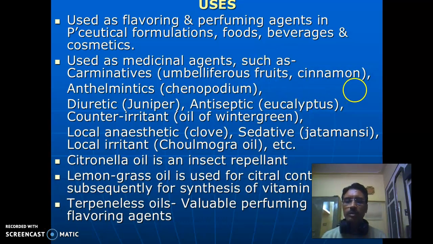Lemongrass oil is used for its citral content and subsequently for the synthesis of vitamin A. Nowadays, mostly preferred is the terpeneless oil, from which the terpenes are removed, when used in the sophisticated perfuming industry. So this is the introduction part of the volatile oils.